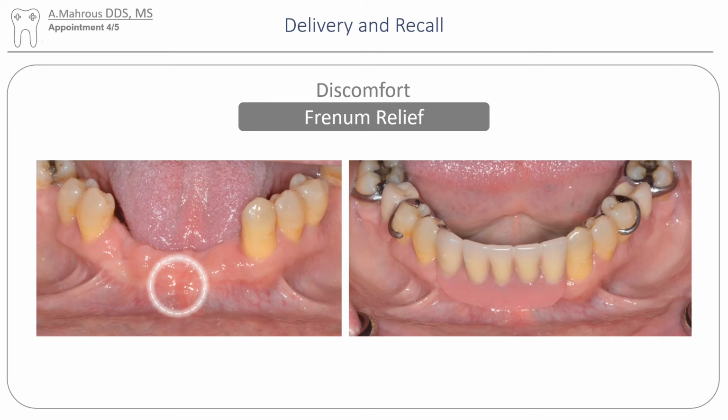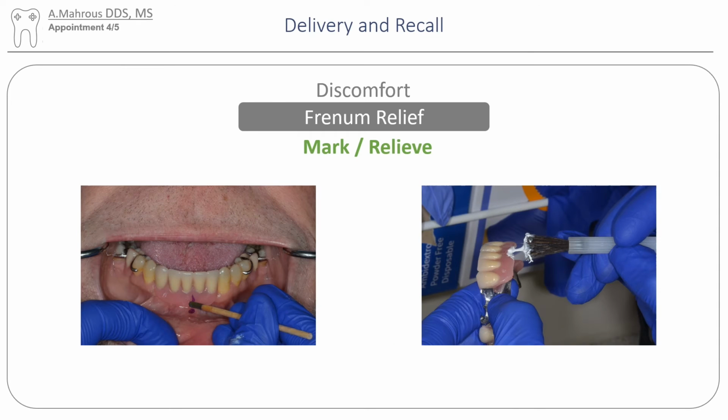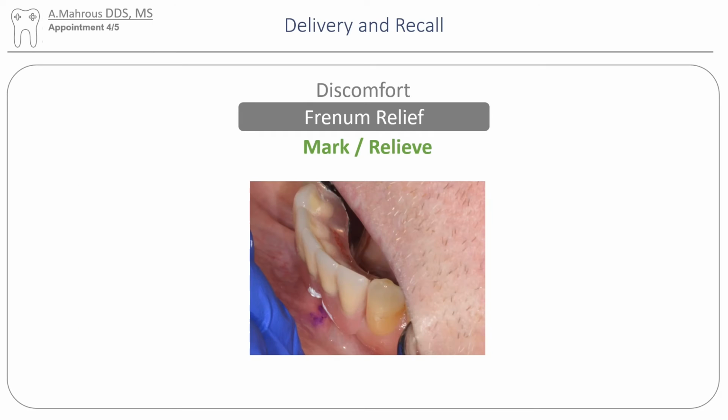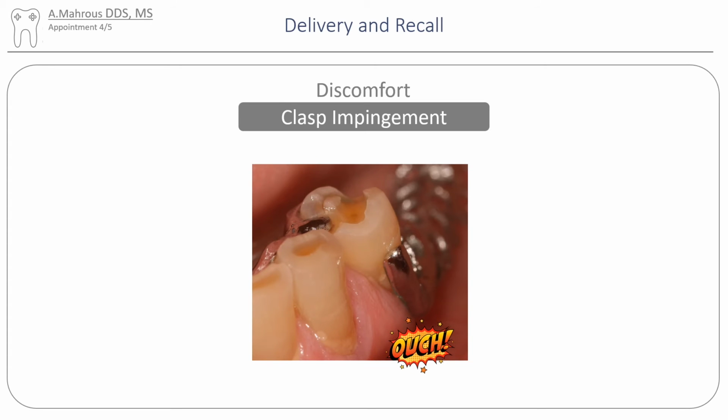Another common cause of discomfort is the lack of relief of the frenum. Those areas are marked with a Thompson stick marker or a PIP and removed. The process is repeated until no more show-through is present on the PIP. Another common cause is clasp impingement.